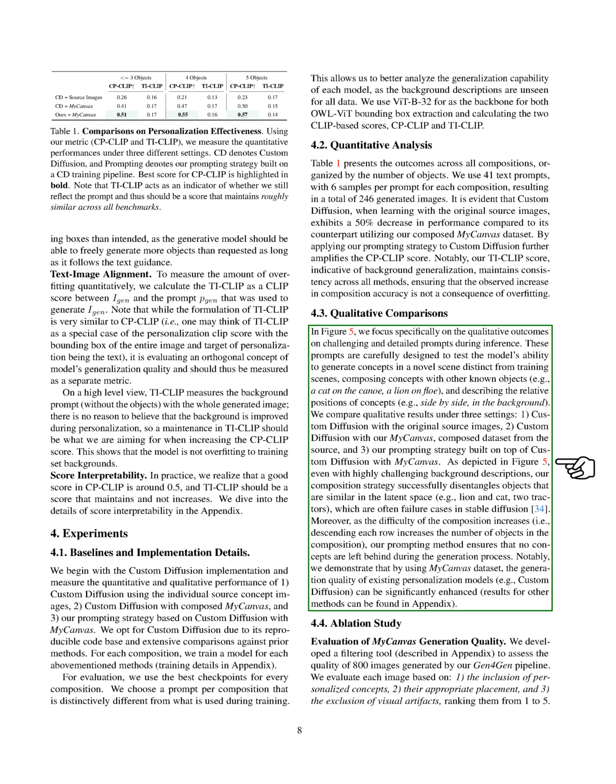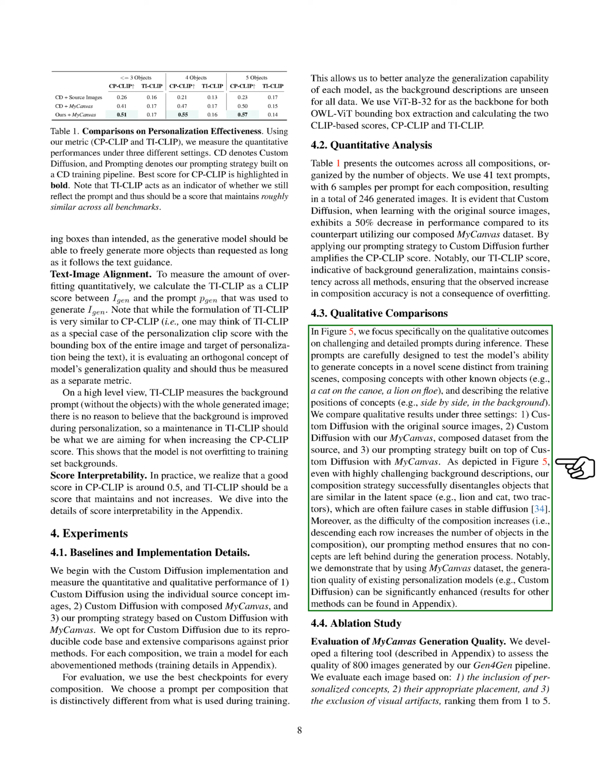For qualitative comparisons, we focused on the outcomes of using challenging and detailed prompts during inference. These prompts were designed to test the model's ability to generate concepts in new scenes, combine concepts with other known objects, and describe the relative positions of concepts. We compared the qualitative results under 3 settings. 1. Custom Diffusion with the original source images. 2. Custom Diffusion with our MyCanvas dataset. And 3. Our prompting strategy on top of Custom Diffusion with MyCanvas.